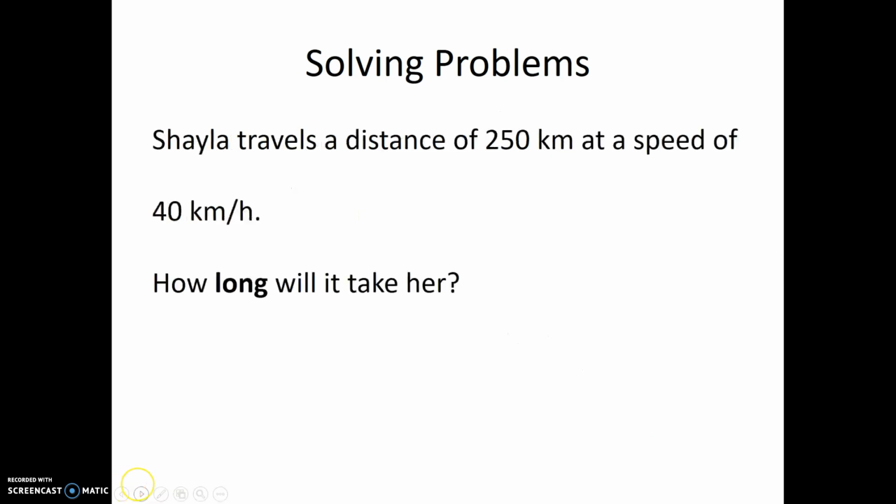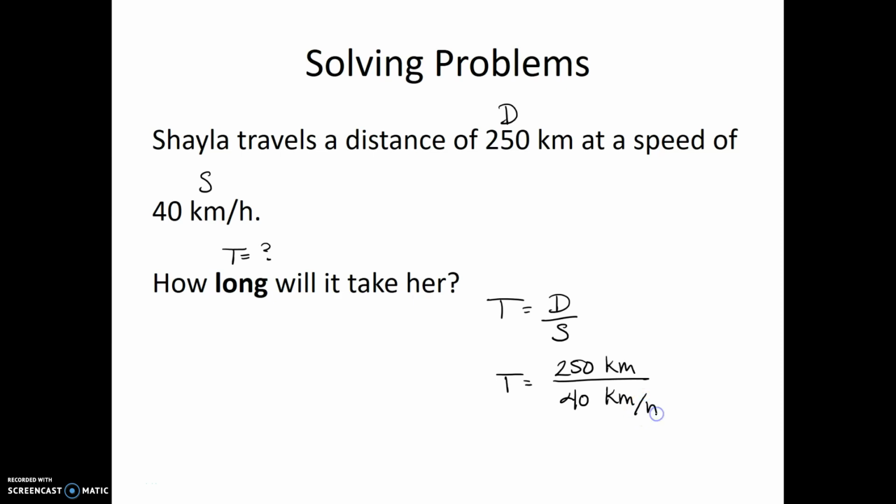All right, so Shayla travels a distance of 250 kilometers at a speed of 40 kilometers per hour. How long will it take her? Okay, so how long means that we don't know the time, right? That's what we're trying to find out here. So our distance is 250 kilometers and our speed is 40 kilometers per hour. If we're trying to find time, we're going to use the time formula. Time equals distance over speed. We write the formula first and then we fill in the variables. Time equals 250 kilometers over 40 kilometers per hour. Okay, so kilometers cancel out.